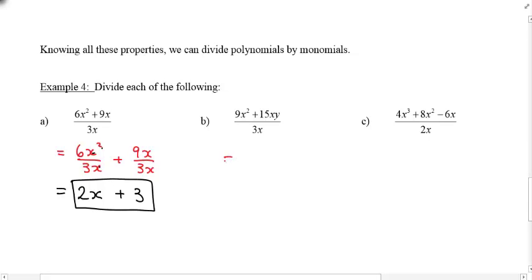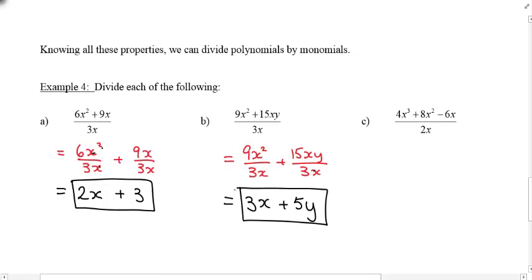Same thing for part B, dear friends. Go ahead and take each term in the numerator, divide it by each term in the denominator, and then go ahead and simplify. 9 divided by 3 is 3. X squared divided by x is x. 15 divided by 3 is 5. X divided by x, that just disappears or cancels out or divides out, and you're left with just the y, so let's leave it like that.